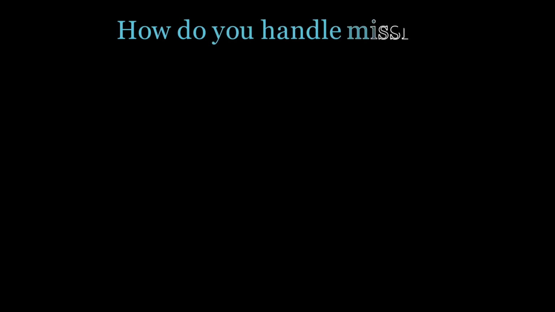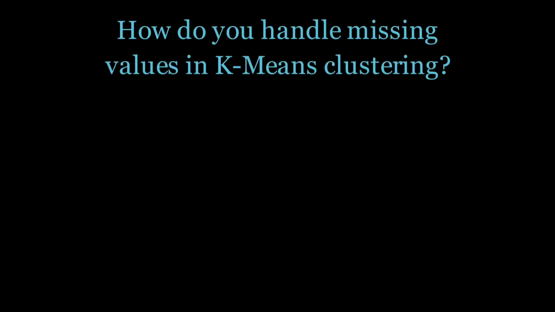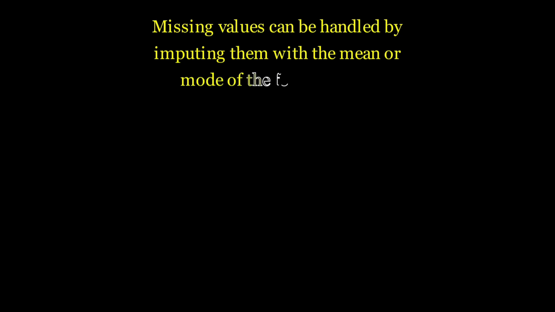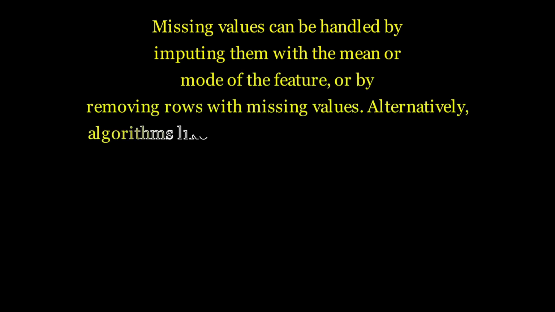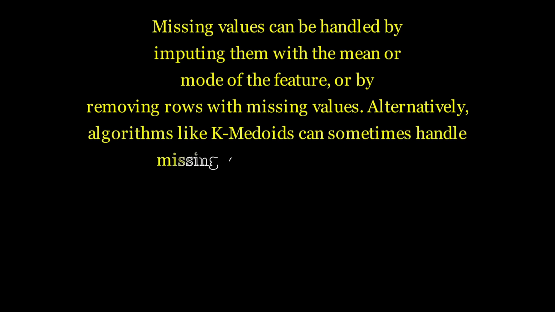How do you handle missing values in K-means clustering? Missing values can be handled by imputing them with the mean or mode of the feature, or by removing rows with missing values. Alternatively, variants like K-medoids can sometimes handle missing values more effectively.